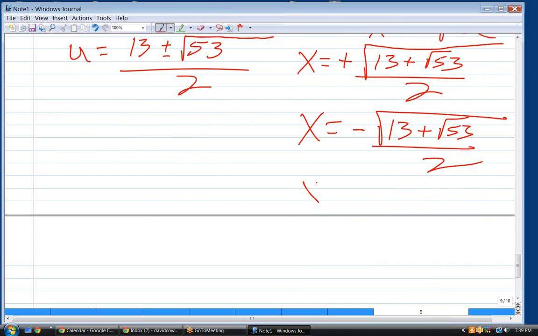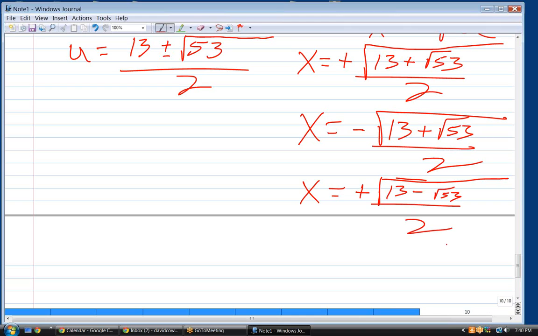In other words, the third solution for x is plus the square root of 13 minus root 53 all over 2. And finally, the fourth solution is minus the square root of 13 minus root 53 all over 2. And I believe each one of those is different. Yeah, all 4 of those solutions produce a unique number.